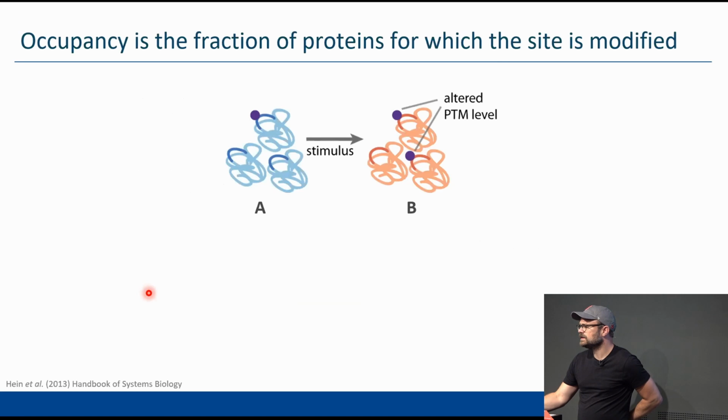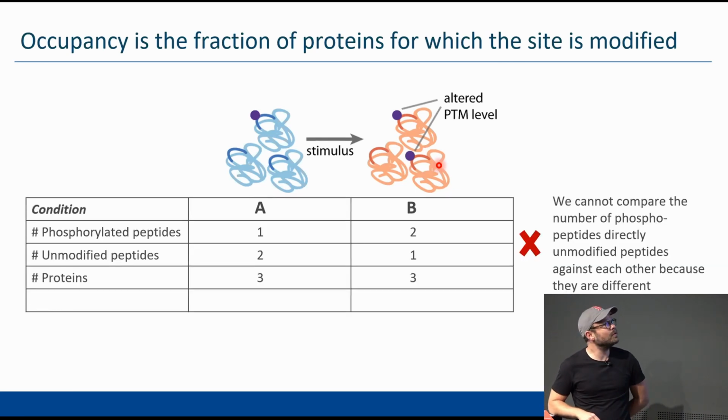So the occupancy is the fraction of proteins for which a site is modified. In this case, we have a set of proteins under a condition A, these 3 blue ones here. Then there is a stimulus in condition B, and they turn orange. Obviously, there's probably also a different PTM level there.